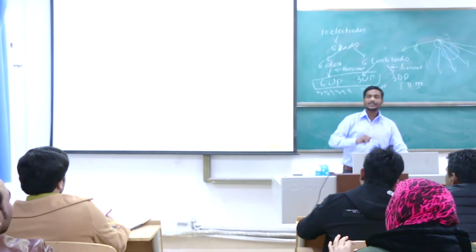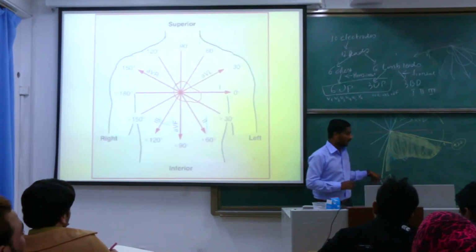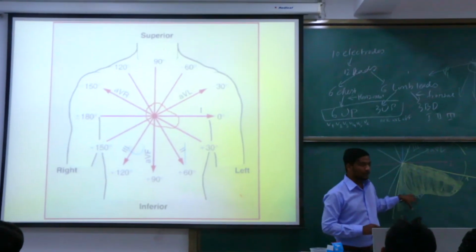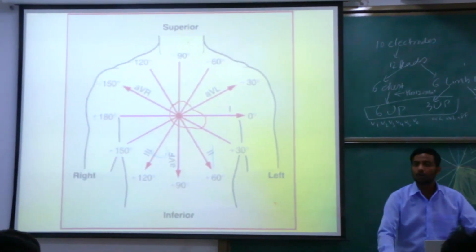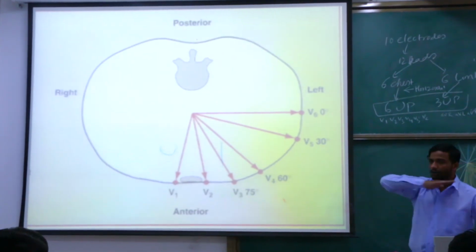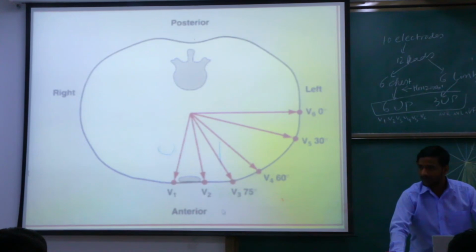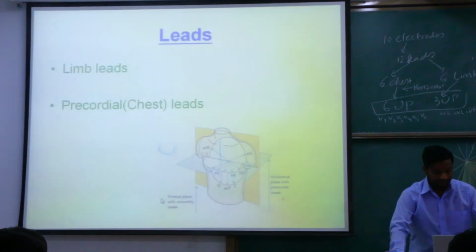Can you tell me what is the normal axis of your heart? That's right, so this is the normal axis. If your heart is into this, then we are going to say that your heart has a normal axis. Okay, and this is the transverse, this is the horizontal plane here, and you can see all the V1, V2, V3, how they are looking at your heart. This is how they are looking at your heart.